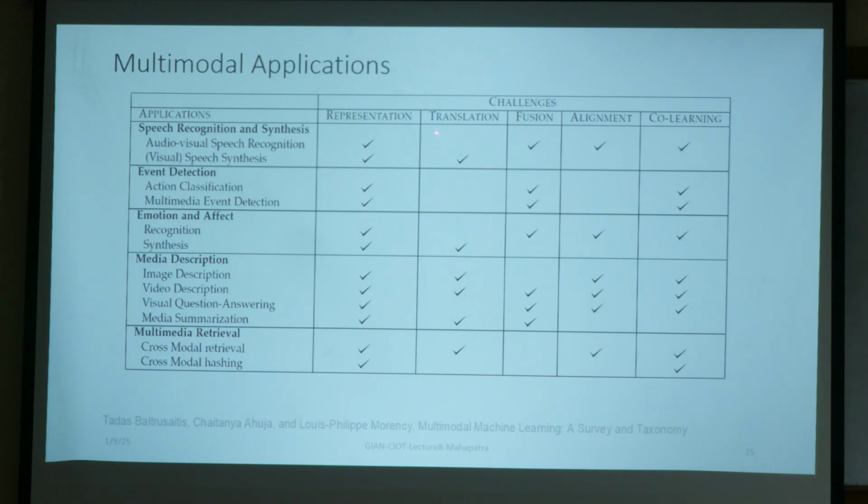But when it comes to translation, not all applications are suitable for translation. Speech recognition is one doing it. Emotion, yes. Some media and some multimedia retrievals. Similarly, fusion, not everything but some of them. Alignment, some of them. So one can actually justify these things by thinking a little bit and checking why translation is not here. Okay?